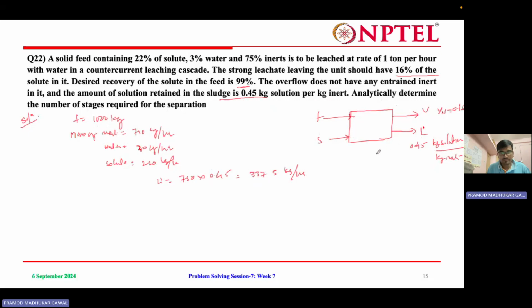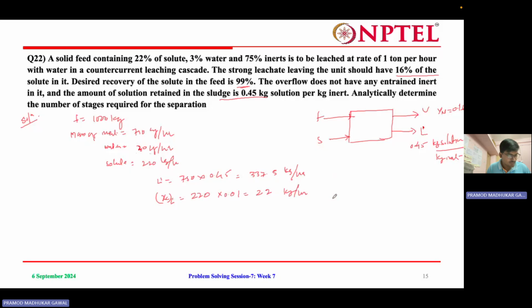Now the mass of the solute leaving in the underflow. 99% recovery means the solute present in the underflow is 1%. So I can write down, 220 initially present, 220 into 0.01. That's 2.2 kg per hour.